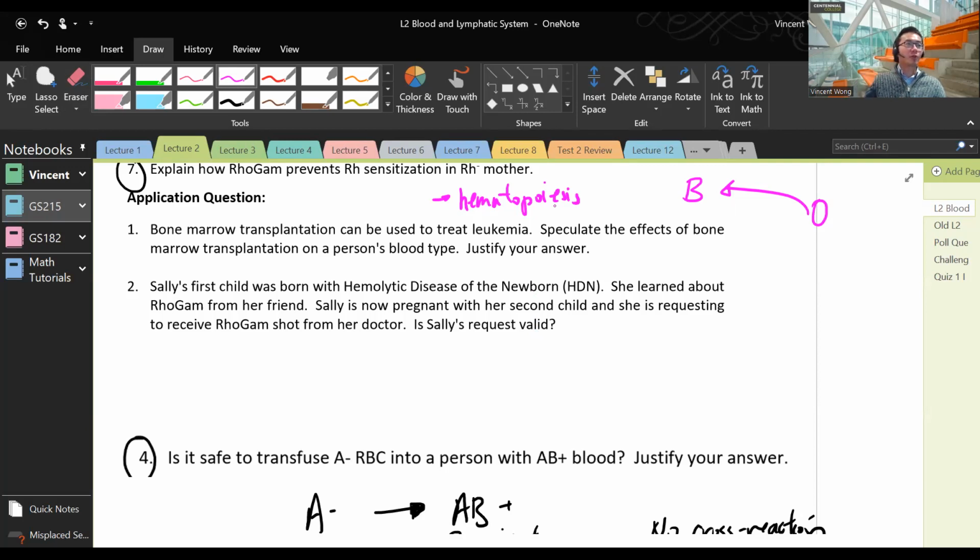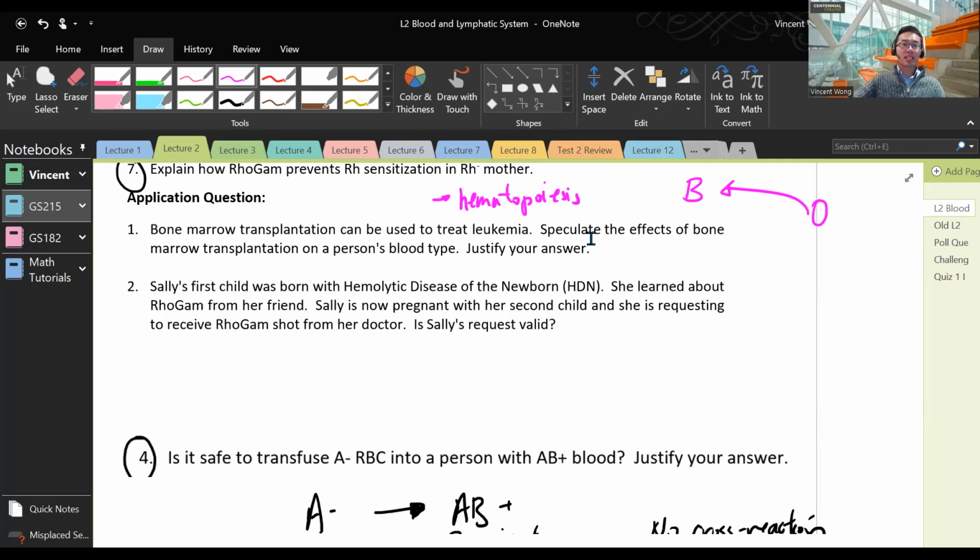Okay, so we have a few resounding no's. That's right, do not give her the RhoGAM. It's not going to help the situation. Remember, RhoGAM needs to destroy all the positive cells before her immune system is activated, right? But if her first child had hemolytic disease of the newborn, that means she already had the antibody herself. That means she was already sensitized, right? So giving her the RhoGAM now will not reverse that process.